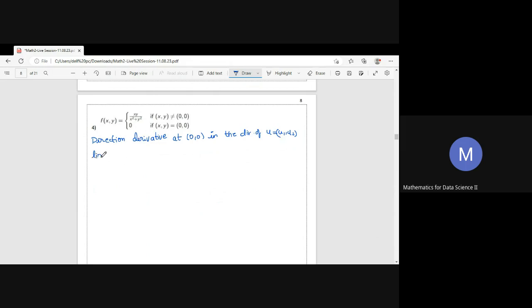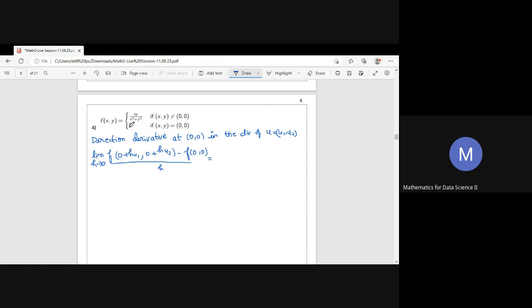Now limit h going to 0 of f of, so at 0 the x value is 0 plus h u1 comma 0 plus h u2, minus f of 0, 0. Since the question specifically mentions the point 0, 0, instead of x and y I am straight away writing the values of x and y. The whole divided by h. Now this is equal to, what is f of 0, 0?